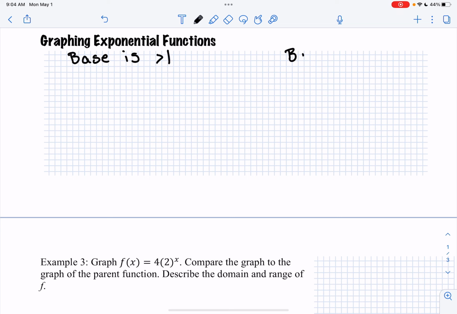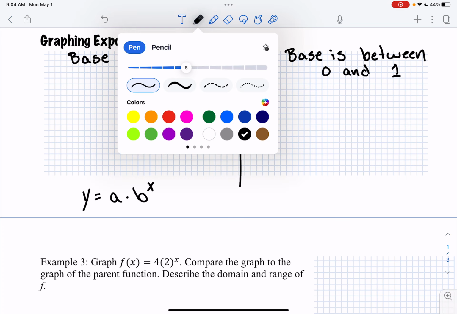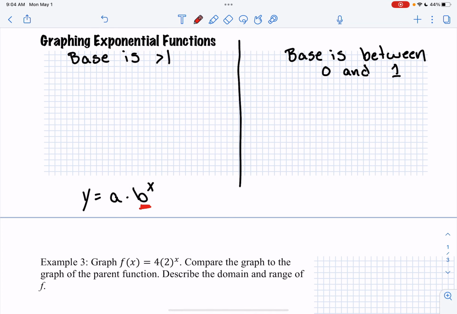And when the base is between 0 and 1. So we're going to be looking at those two situations, okay? So first, the base. What I mean by the base is, of course, the base of that exponent. Our standard equation for an exponential is a times b to the x. What I mean by the base is this guy right there.